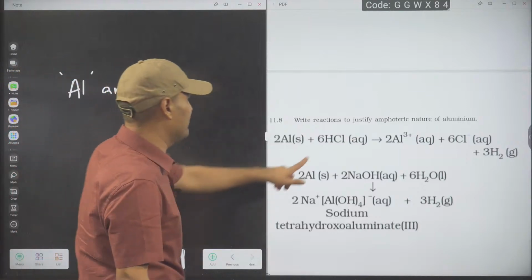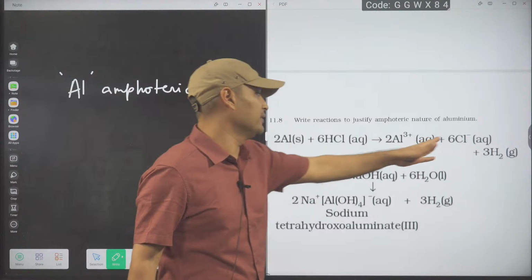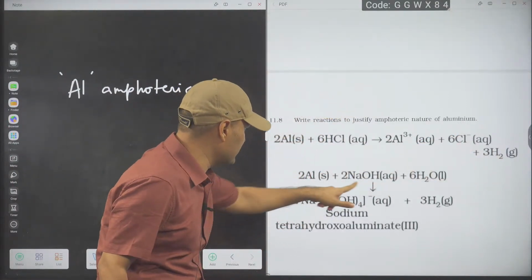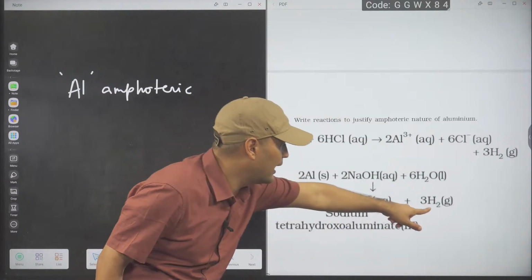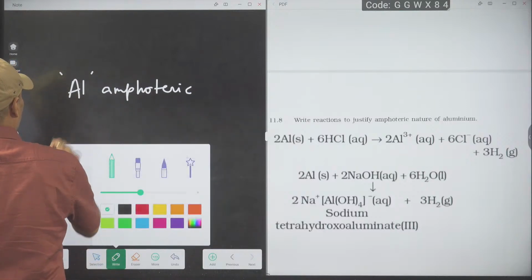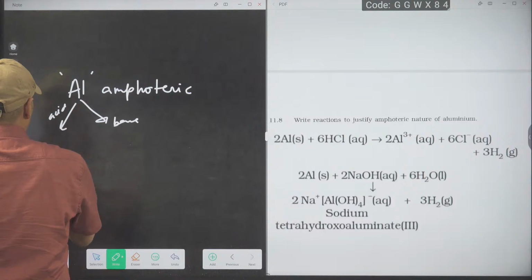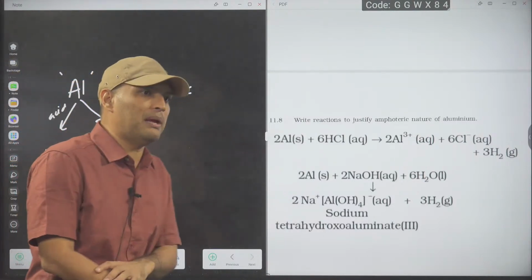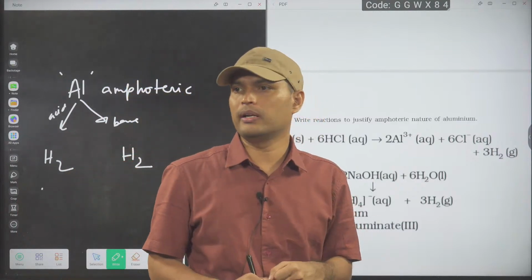Amphoteric means it can react with acid as well as base. With acid, salt is formed and hydrogen gas is liberated. With base, salt is formed, sodium tetrahydroxoaluminate, and hydrogen gas is liberated. That means with acid or base, hydrogen gas is liberated. They asked you in the paper, how much hydrogen is liberated?